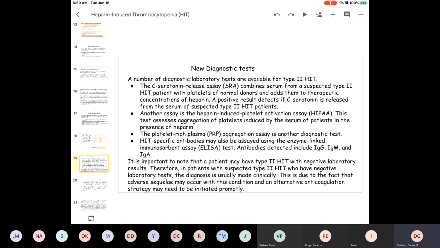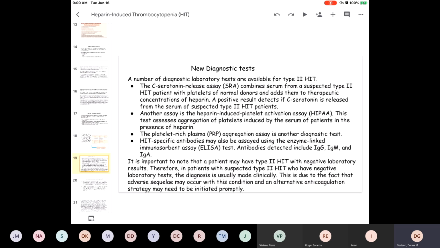Another assay is the heparin-induced platelet activation assay, which assesses the aggregation of platelets induced by the serum of the patient in the presence of heparin. Another one is platelet-rich plasma, and the last one is the HIT specific antibody, which detects IgG, IgM, and IgA.